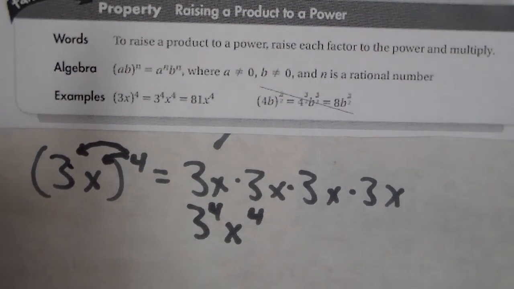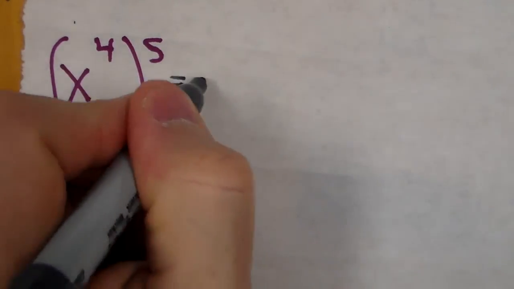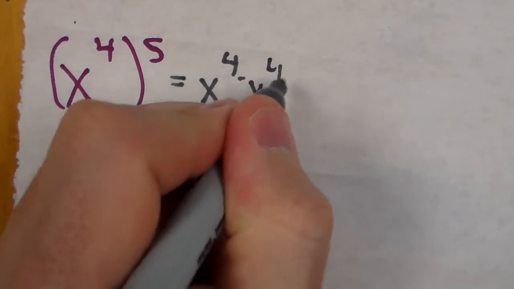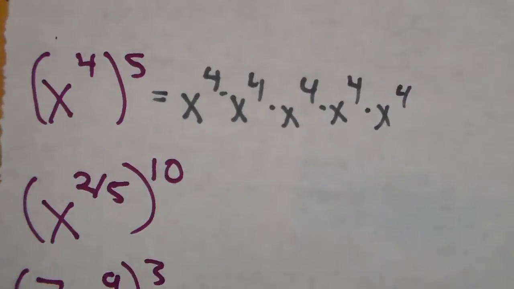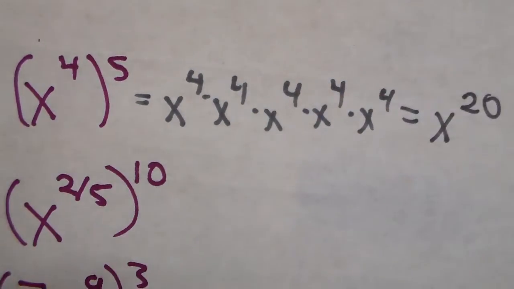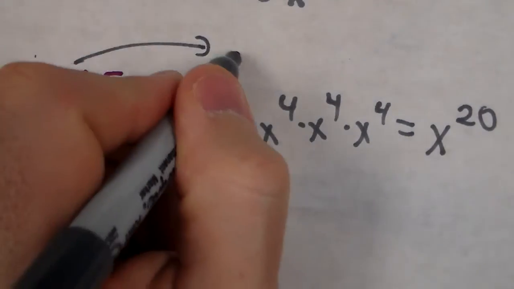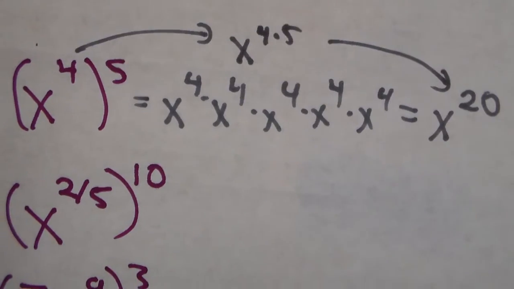And where it changes is if it already has an exponent. So let's look at a couple examples. If I had x to the fourth to the fifth, that means I have x to the fourth 5 times. Now together that's 5 sets of 4 comes out to be x to the 20th. But really the rule, or the shortcut, says you just multiply 4 times 5 and you get the 20th.